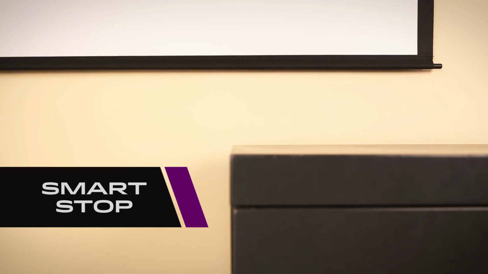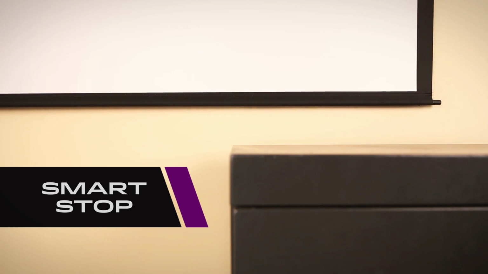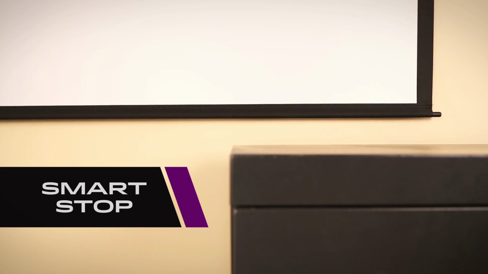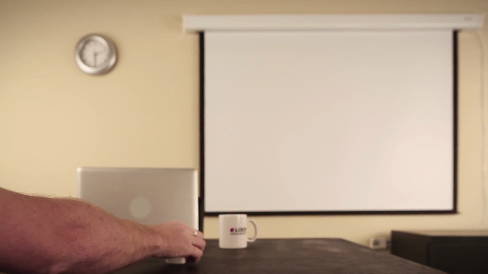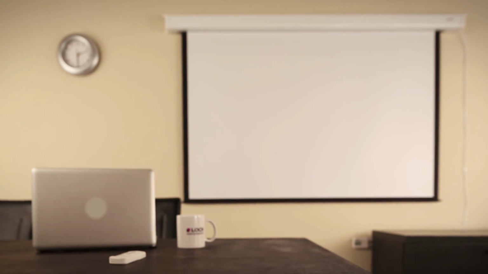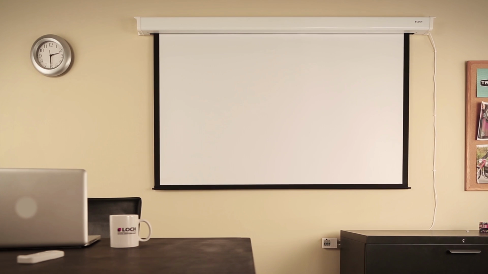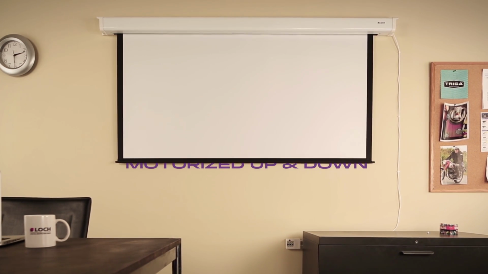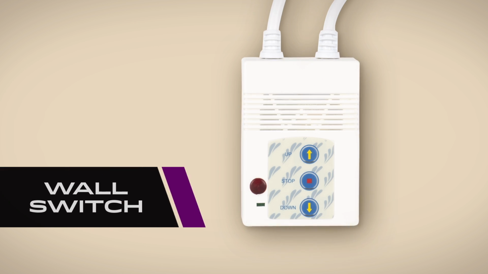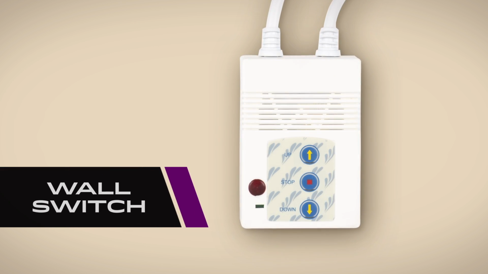The simple-to-program Smart Stop feature makes it easy to set and reset the desired stop position of your LOCH electric screen automatically every time it's lowered. The included remote control gives you the power to raise, lower, or stop your LOCH screen from the comfort of your seat. LOCH electric screens provide smooth and silent up and down operation. Also, control your LOCH electric screen with the included wall switch.